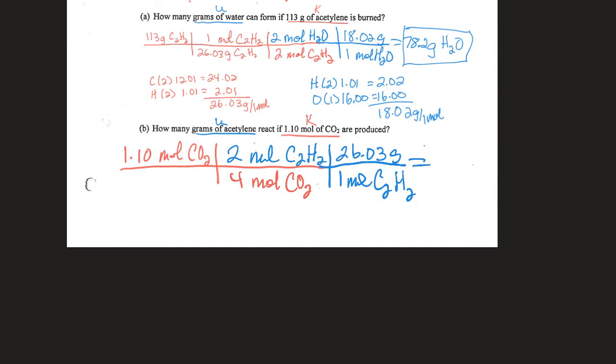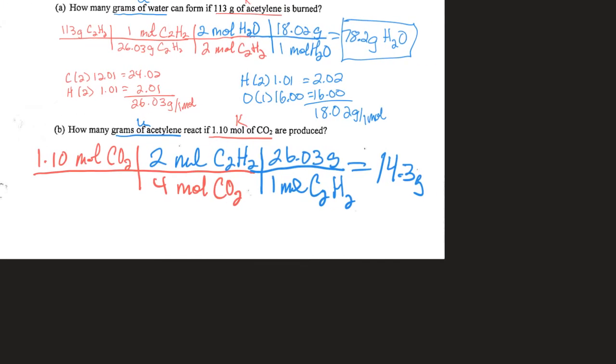So you can see if I start at moles, I'm actually going to save myself a step. But the question is what will tell you whether you can start with moles or not. Times 26.03, drop down to the bottom, 4 times 1 equals. So I'm going to get 14.3 grams of C2H2. And that's my answer. Okay, that was a little bit about stoichiometry.